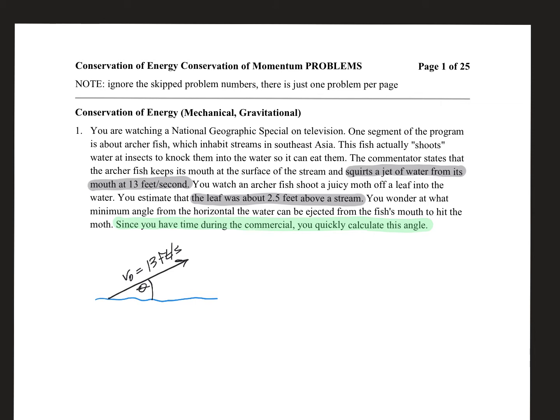Excuse me. And we're told that this is at a height of 2.5 feet. Okay. So since everything's in feet per second and whatnot, that means that we need to think of little g as 32 feet per second squared. I like the second per second. So it's an energy problem.